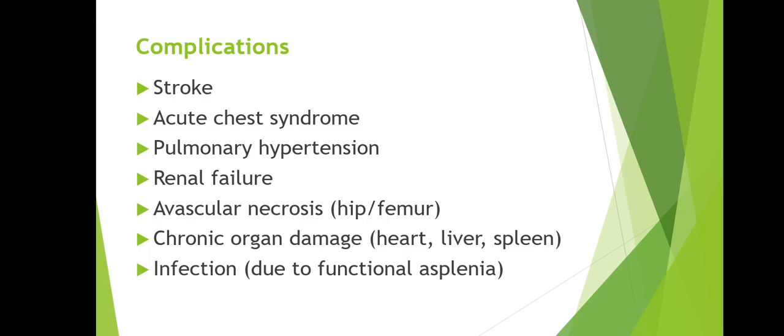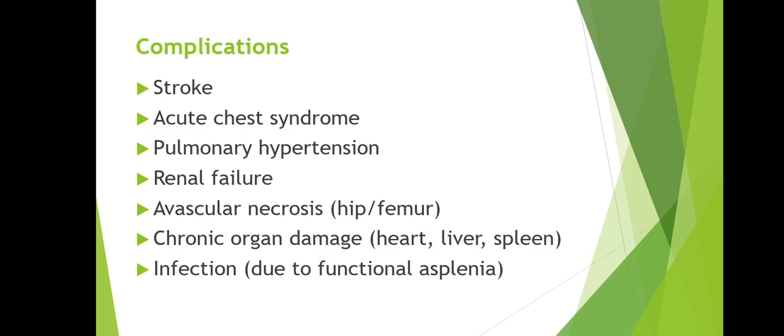Complications of sickle cell anemia: we have stroke, acute chest syndrome, pulmonary hypertension, renal failure, avascular necrosis, chronic organ damage, as well as infection. Okay, so now on the complications, I wish I had enough time to explain each and every one of these. But what is going to happen? Let me start with the first one, stroke. I'm just going to explain the first one. The rest you are going to help yourself.